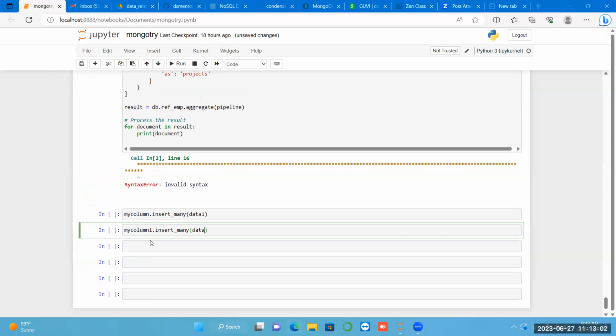Here, what do you need to pass? Data 2, right? Now you are clear? Yes, sir. In this way, we are creating two tables. We are storing the data over there. Now run the first cell.